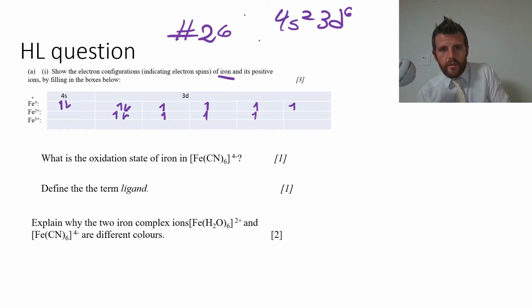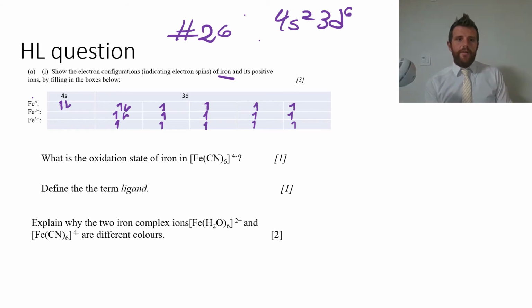Every transition metal has this state. And Fe3+, I know the box has shifted a little bit, is when we get the semi-stable configuration. Great. There's our 3 marks there.